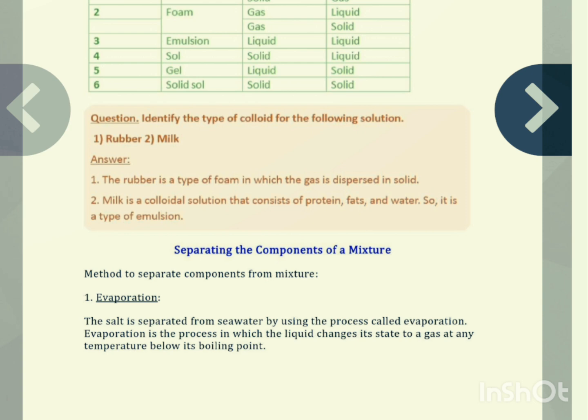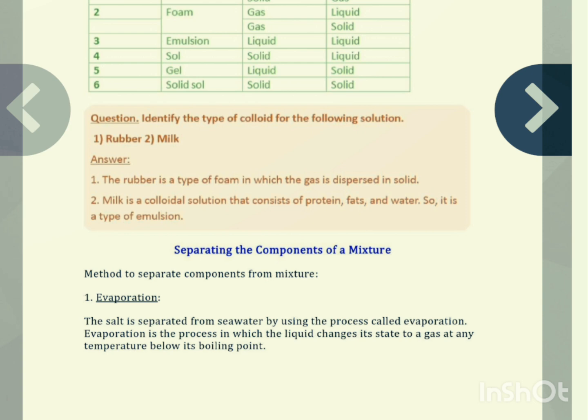We have one question here. Identify the type of colloid for the following solutions. Example, rubber and milk. Rubber is a type of foam in which the gas is dispersed in solid. So what is happening for the rubber? We are mixing gas in the solid. Okay. Next, milk is a colloidal solution consisting of protein, fats and water. So it is a type of emulsion. Here the liquids are protein, fats and water. Okay, it comes under emulsion. These are the different types of colloidal solutions.